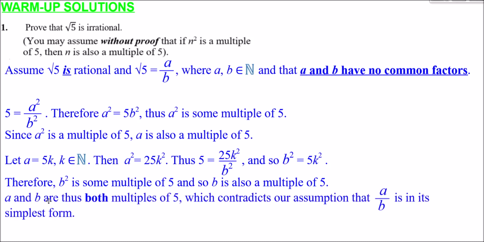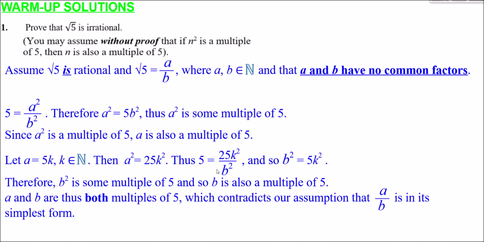So a and b are thus both multiples of 5. So they've got a factor of 5 in common, but we said here they should have no common factors. So this contradicts our assumption that a over b is a fraction in its simplest form. We've followed through the logic step by step flawlessly, we've not made any slips with our thinking.